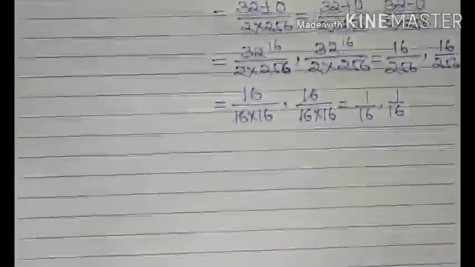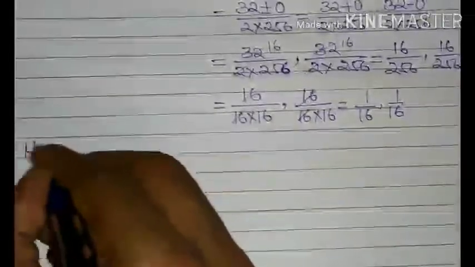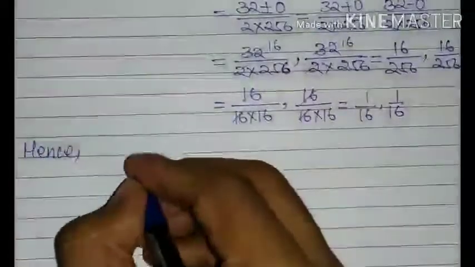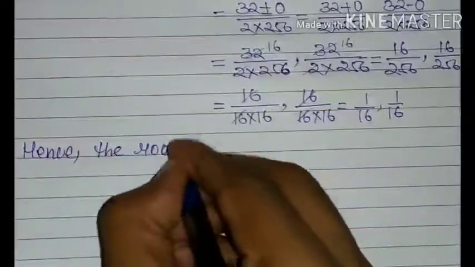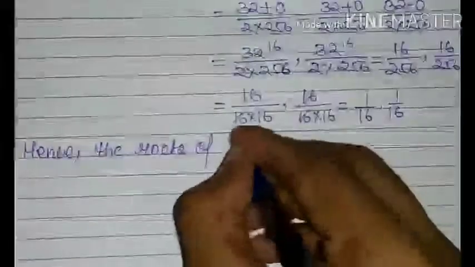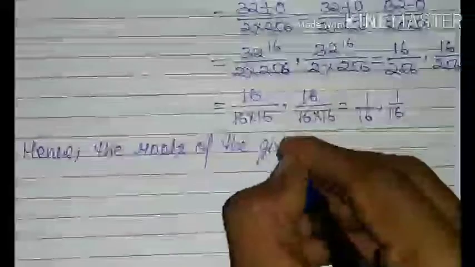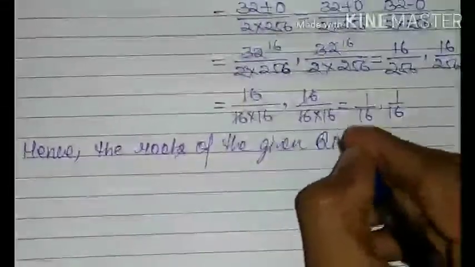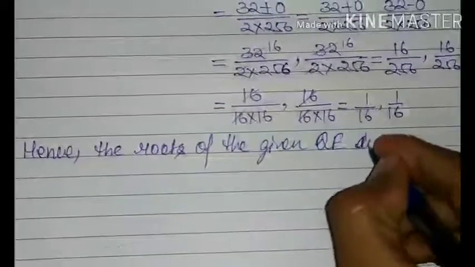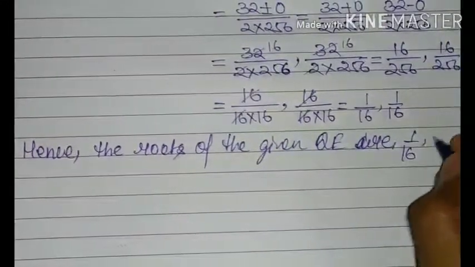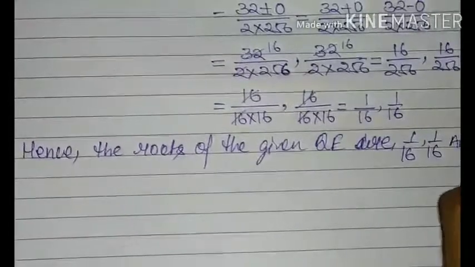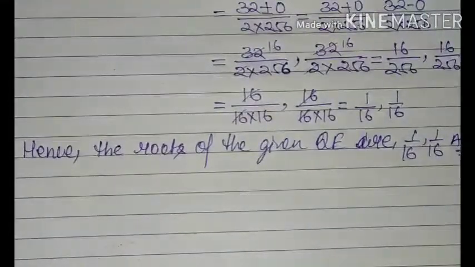Hence the roots of the given quadratic equation are 1 by 16 comma 1 by 16. This is our answer. Okay guys.